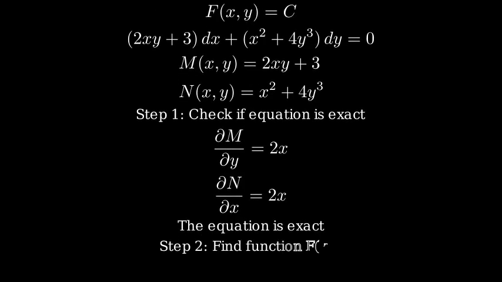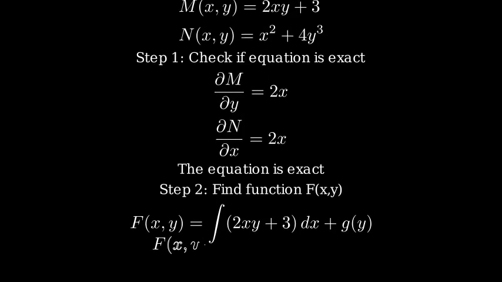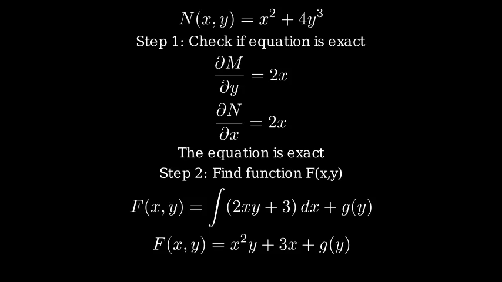Step 2. Now we'll find the function f. Let's use method A and integrate M with respect to x. F(x, y) equals the integral of (2xy plus 3) dx plus g(y). This gives us f(x, y) equals x squared y plus 3x plus g(y).